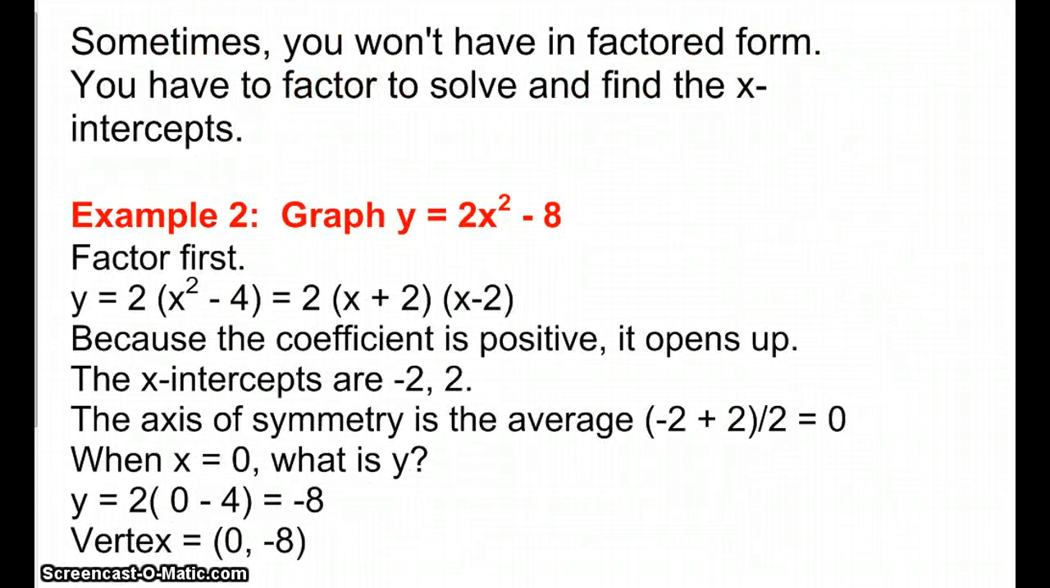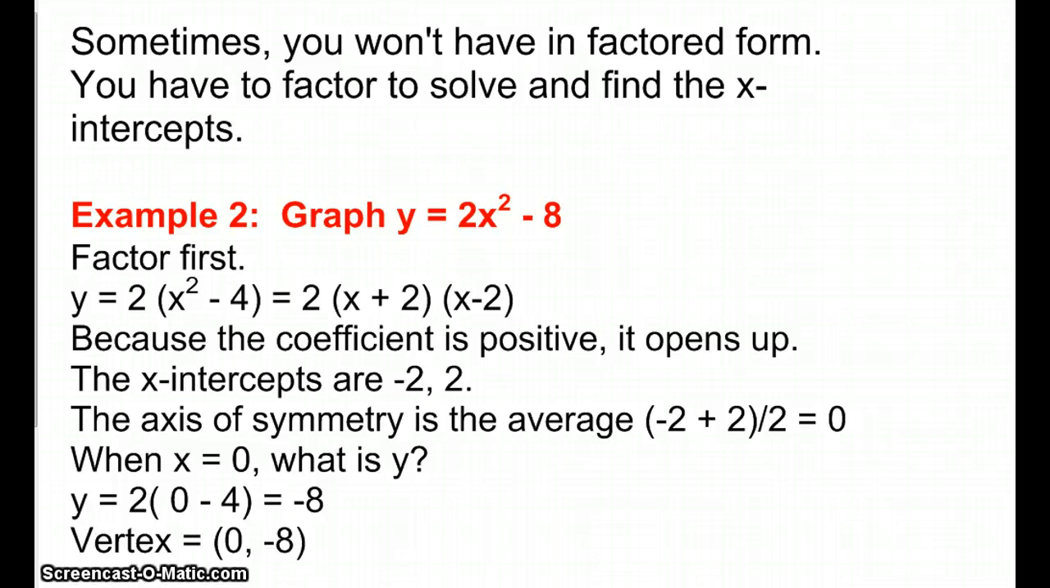But sometimes you won't have it in factored form. As a matter of fact, most times you will not have the quadratic equation in factored form. So you have to factor it. Then you have to solve it to find the x-intercepts. In this example, we're going to graph y equals 2x squared minus 8.